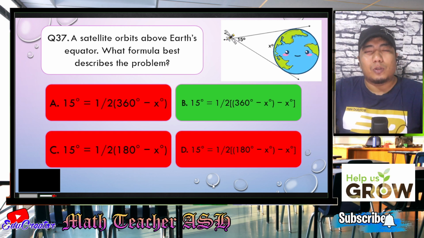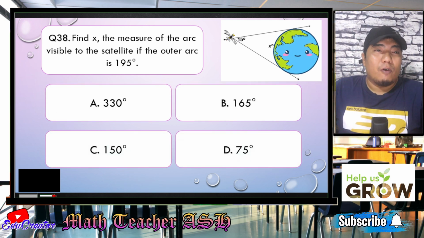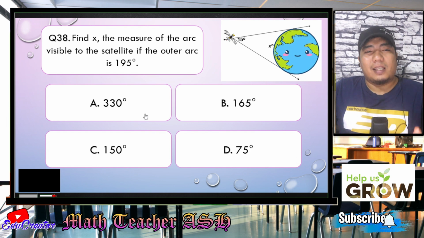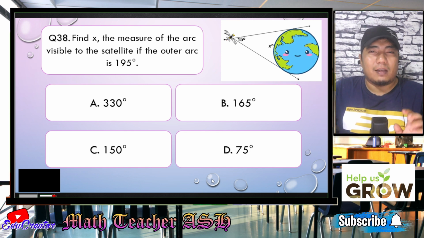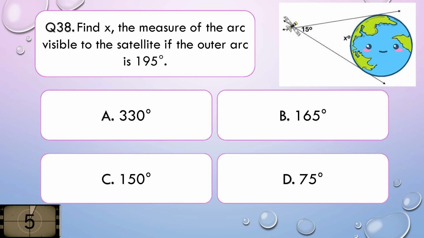So, now let us go to question number 38. Find X. Okay. So, it has already been given with a value. If the outer arc is 195 degrees. All right. Is it A, 330 degrees, B, 165 degrees, C, 150 degrees, or letter D, 75 degrees? I'll give you 5 seconds to think about your answer.